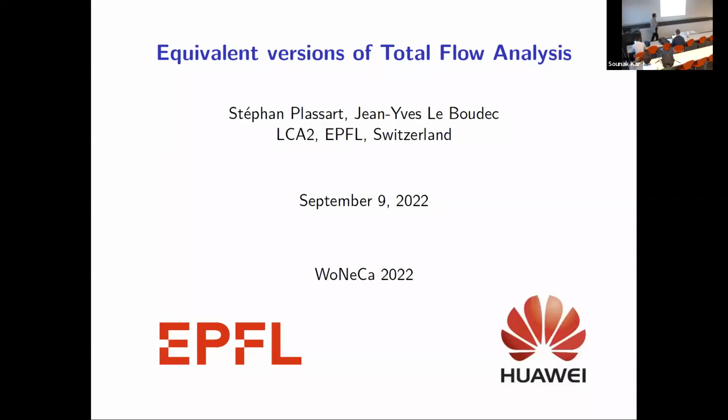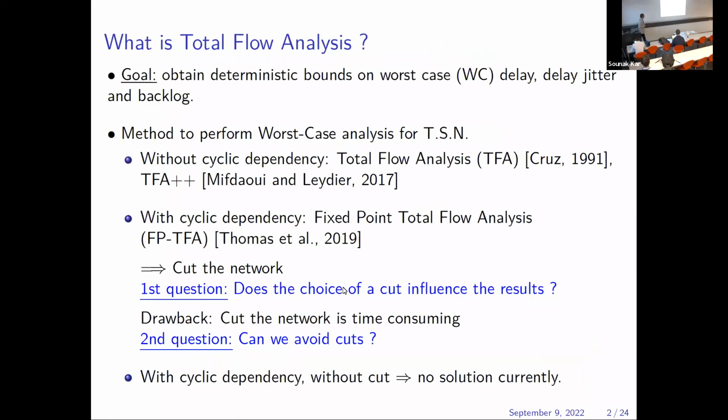So today I will present you a different version of total flow analysis and show you that all these versions are equivalent. Total flow analysis is a method that performs worst case analysis, for example, for time sensitive networks. The goal is to obtain deterministic bounds on worst case delay, delay jitter, and backlog. There exist different algorithms that use total flow analysis.